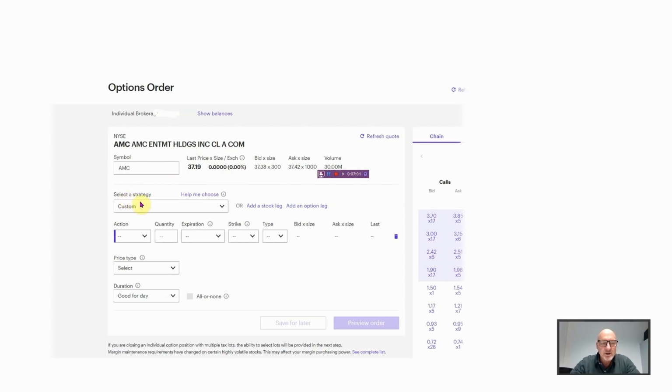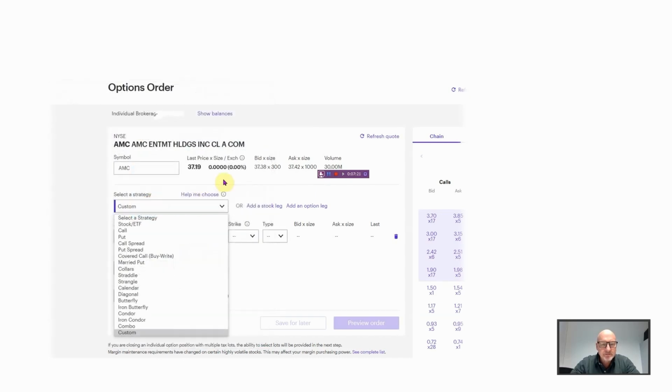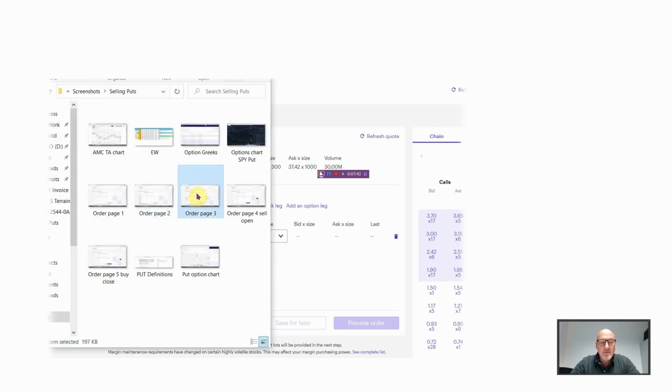It's asking you if you want to select a strategy, and it's going to say custom here. So if you have this, or add a stock leg, option leg, these are all the complex things that you could do. For example, if you hit custom and you wanted to select strategy, here's all of these different strategies and acronyms that I don't even know what they all mean, because I'm a very simple trader. Been doing this for 20 years, making a huge amount of money, and I really do everything very simple. So I'm probably a good guy to learn from if you want to keep things simple.